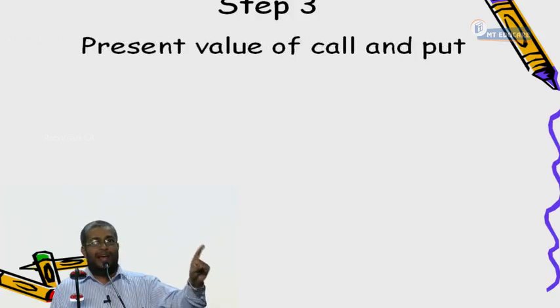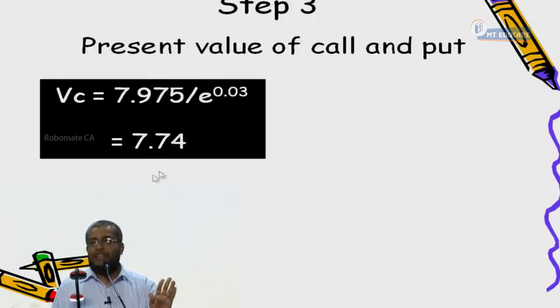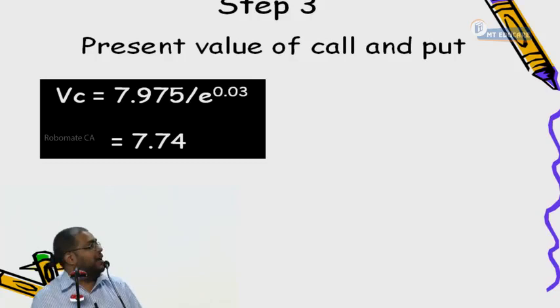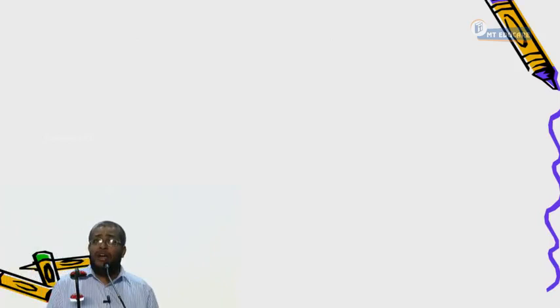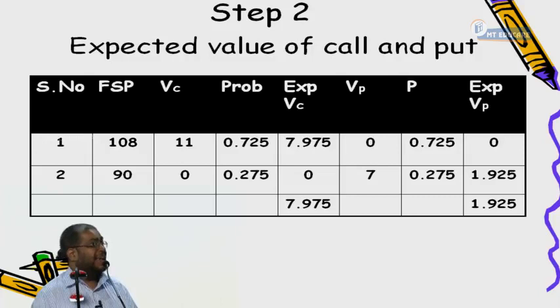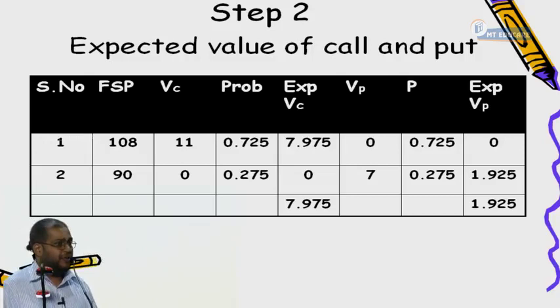Now, what is your question here? How much do you invest in the call today? You are a holder, you pay a premium. You pay 7.74 premium in the option market to buy a call, or not? You invested 7.74 in a call asset, expecting to earn how much after 3 months? 7.975. That means I'm expecting one return, a risk-free return. That is why the discounting uses the risk-free rate. Now, with this, we complete the risk neutralization model.